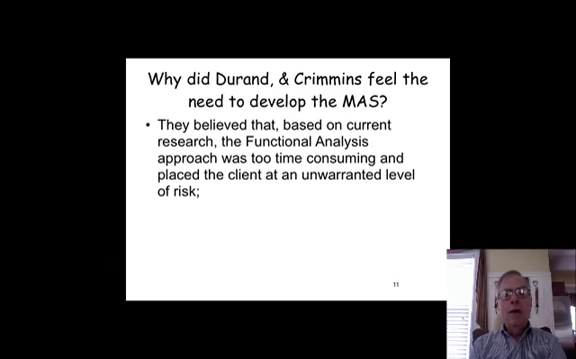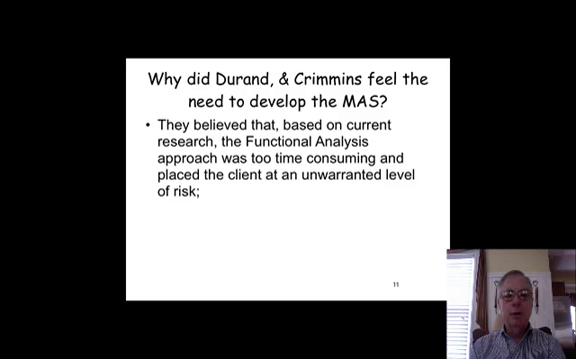So why did Durand and Crimmins feel it was necessary to develop the motivational assessment scale? Besides the fact that they could get their name on a publication in a peer-reviewed journal, these two individuals are highly skilled behavior analysts and very well known in the field, so they certainly weren't working for that reason. Why did they think it was necessary? Well, it was very simple. They believed that the functional analysis methodology developed by Iwata was too time-consuming and placed the client at an unwarranted level of risk. Now, you've read the Iwata article once.